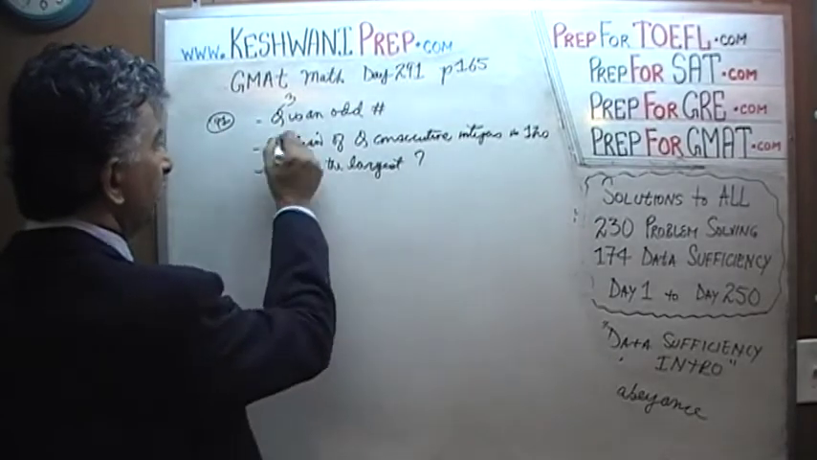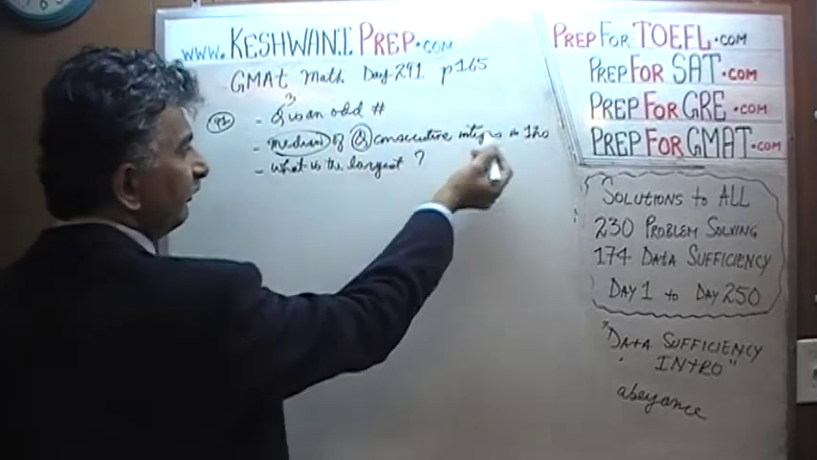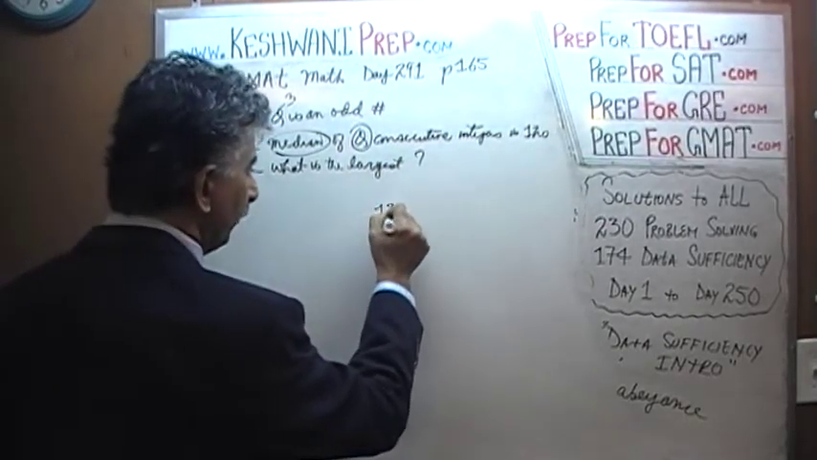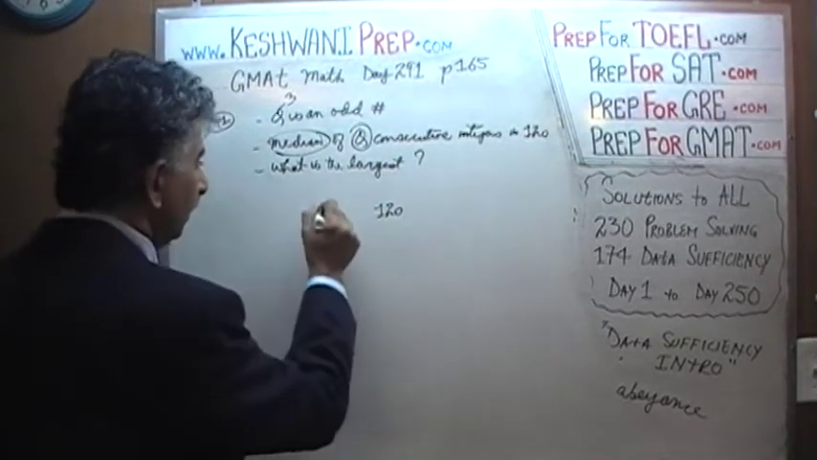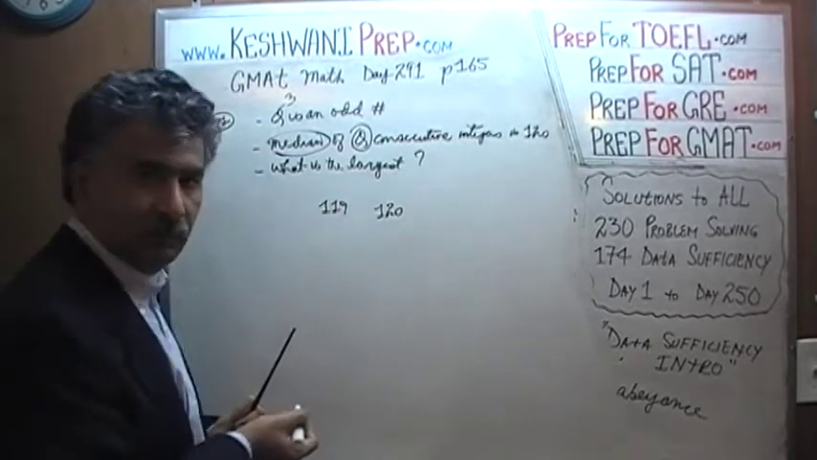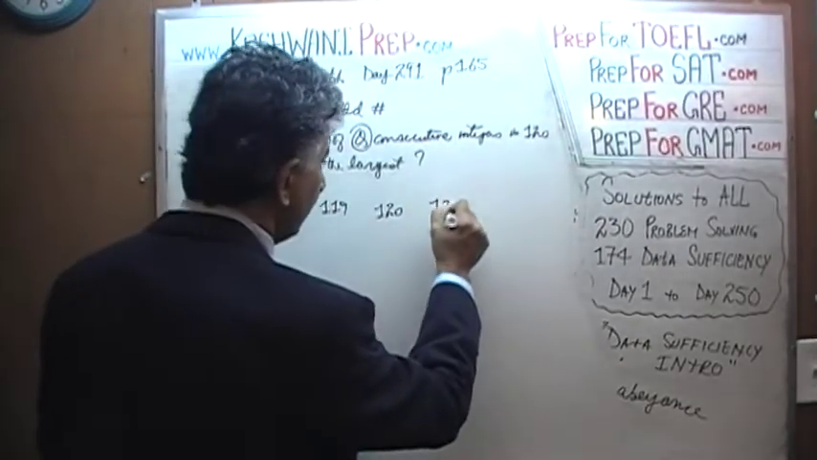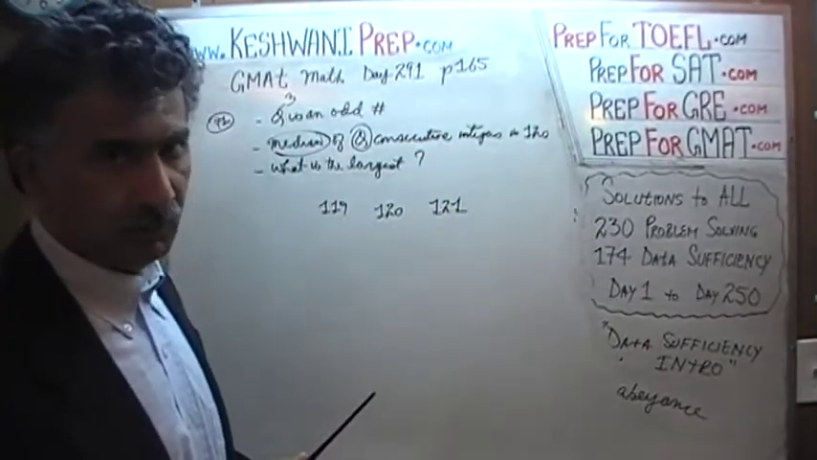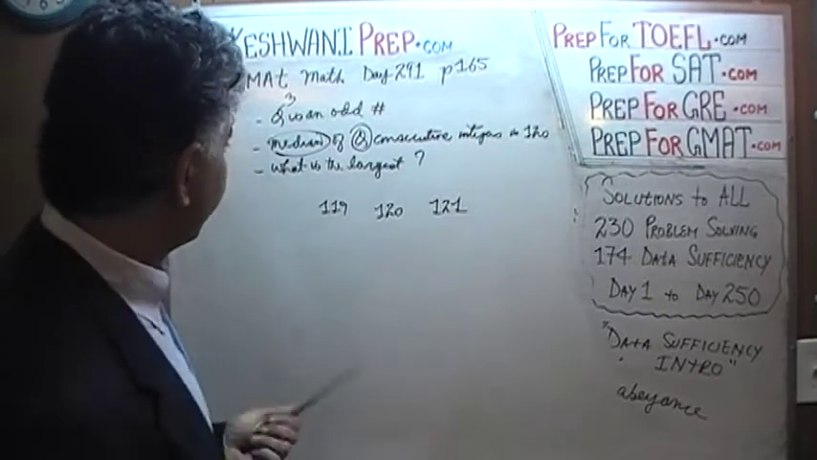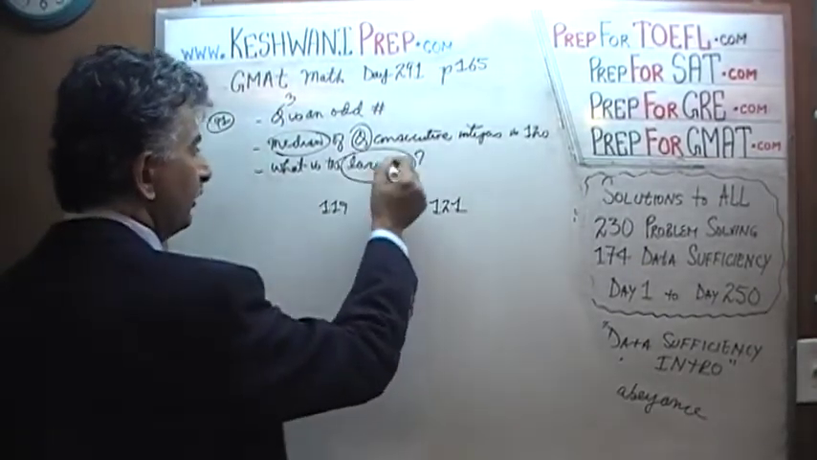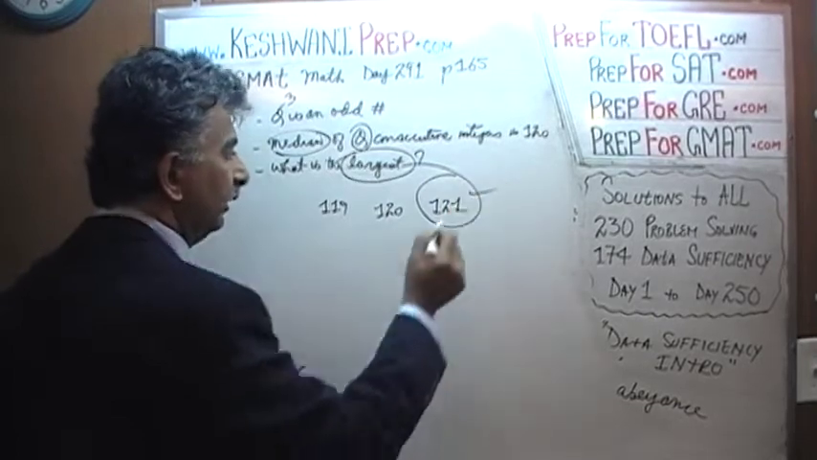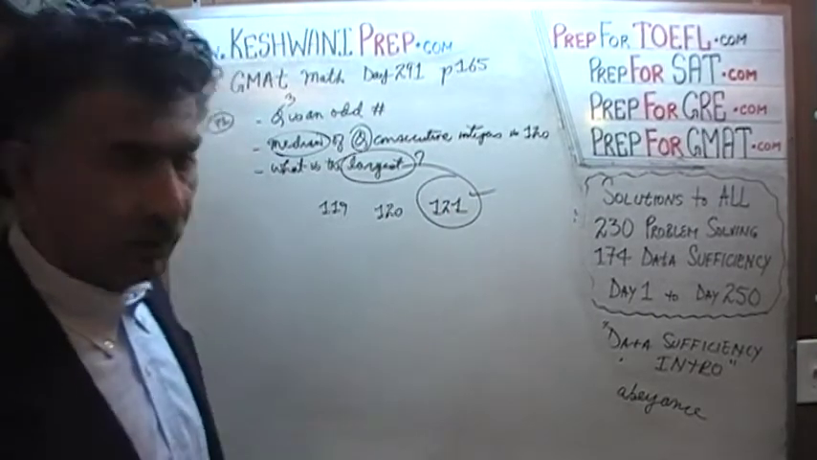So here we know that the median of these three integers is 120, which means the 120 must fall in the middle. 119 is the one before, and 121 is the largest one. Now I'm explaining too much, because now it becomes too simple. That's it, we're done. The question is, what's the largest number? The answer is 121.